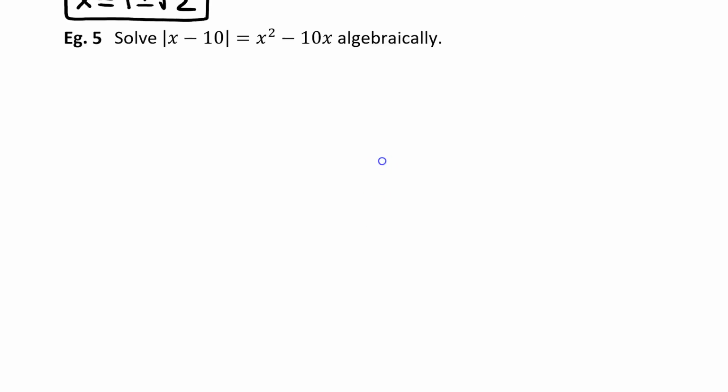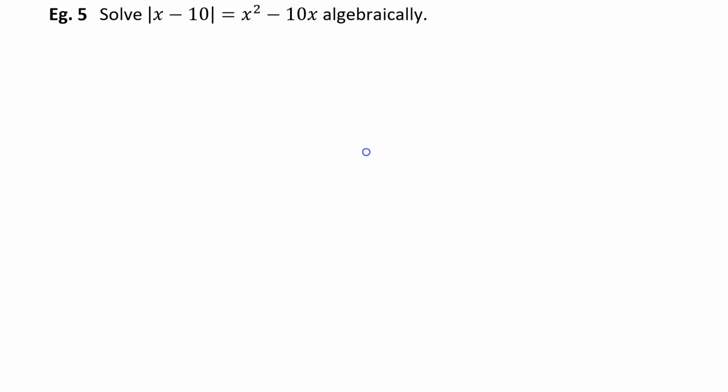All right. Last but not least, what a big spicy meatball over here. We want to solve this algebraically. So step number 1, we need to make sure that the absolute values are isolated. And guess what? They are. So I'm going to take this into two different chunks here.